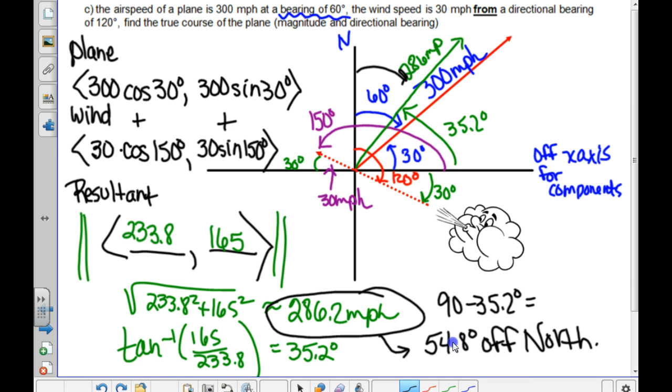Okay. I always write off north so I remind myself. And on the answer, it will say blank off north to remind you that you need to fix it to be off north, okay? What did we do here? Okay, so it was originally trying to fly 60 degrees off north, but it wound up getting pushed back to 54.8. Make sense?